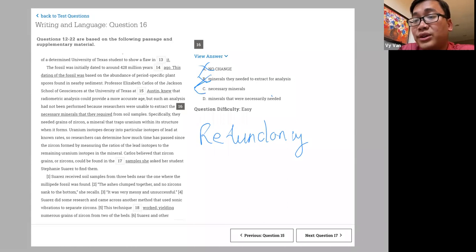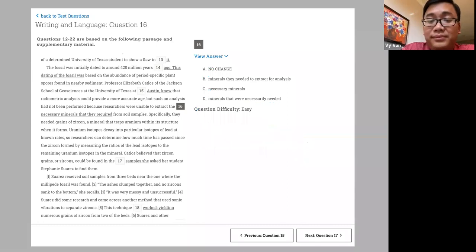C is the shortest choice. I'm about 99% sure it's right. Just want to make sure that D, necessarily needed, necessarily means needed. So D is wrong as well. So they're all redundant. The only answer is C. C is more concise, okay?